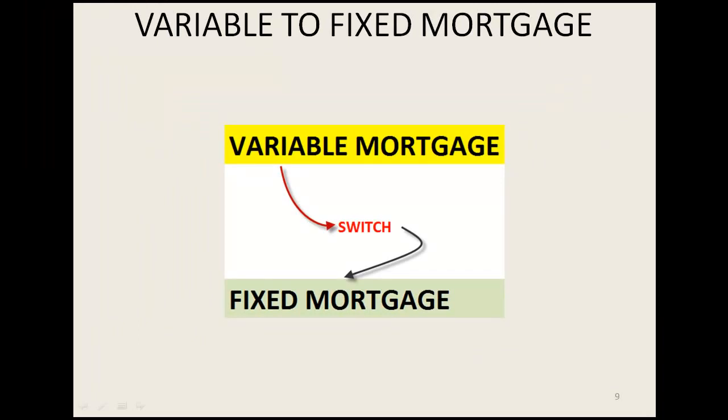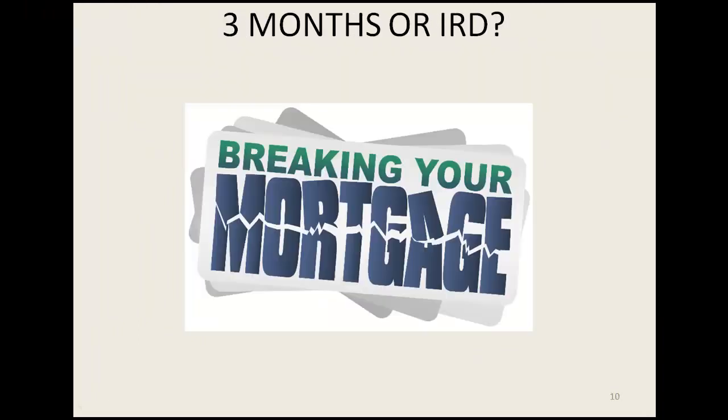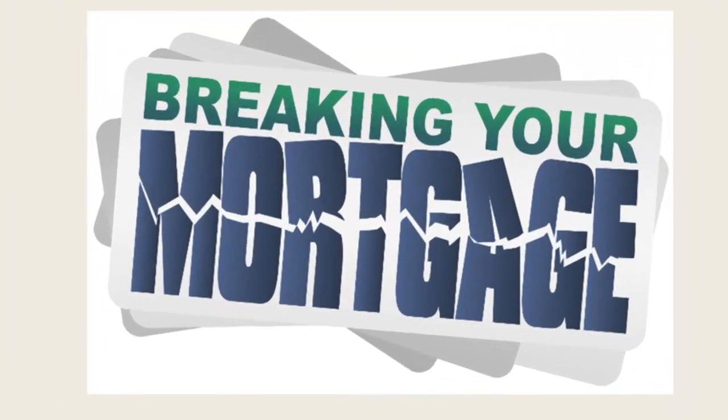Secondly, if you need to break a mortgage before the end of its term, the subject of another video, then if it's a variable mortgage, it will normally cost you 3 months mortgage penalty. However, if it's a fixed mortgage, it'll be the greater of IRD, or interest rate differential, or 3 months mortgage penalty. And IRDs can be very expensive, so be aware.